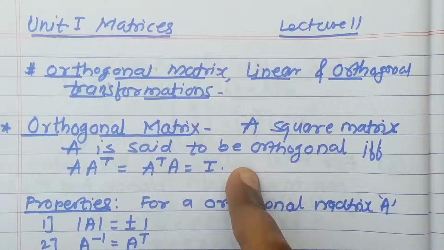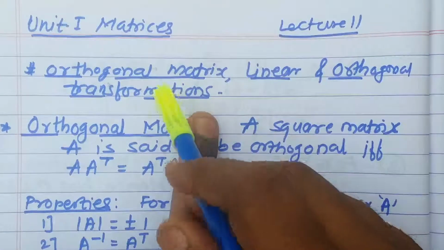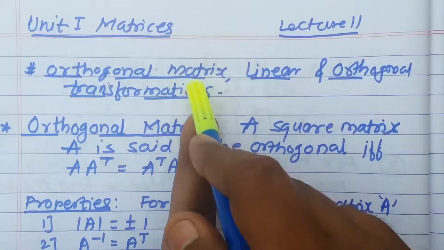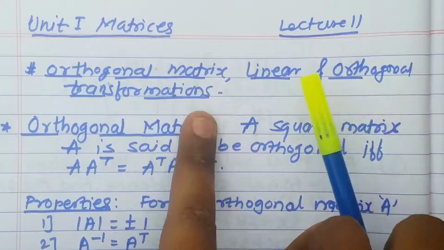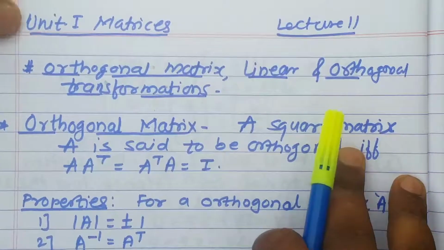Hi everyone, welcome to lecture number 11 of unit number 1, matrices. In this lecture, we'll start the new content of unit number 1: orthogonal matrix, linear and orthogonal transformations. We'll discuss the definition of orthogonal matrix, linear transformation and orthogonal transformations, and then we'll discuss examples based on these three definitions.